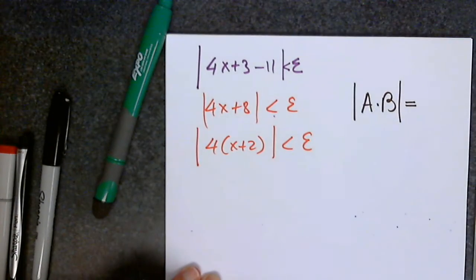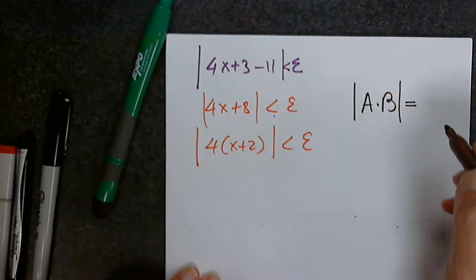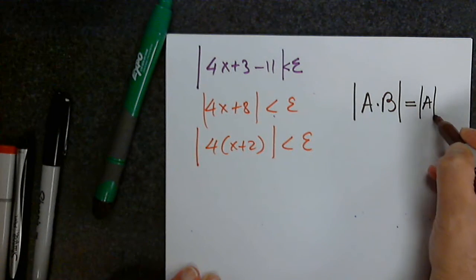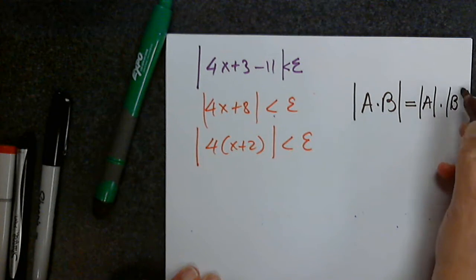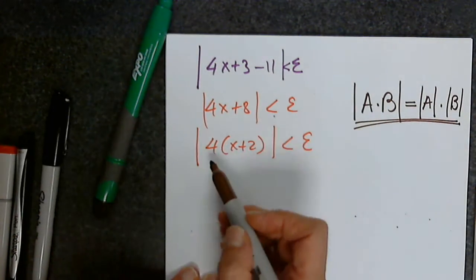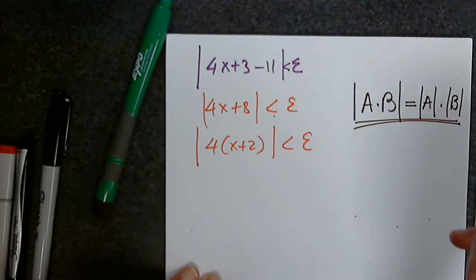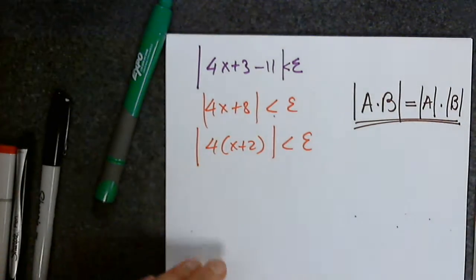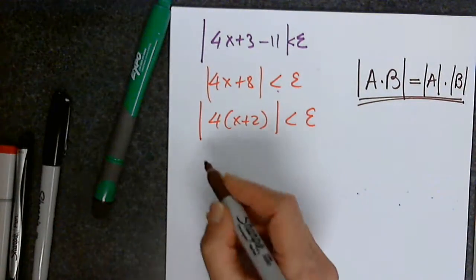The absolute value of a product, what does that equal to? The absolute value of A times the absolute value of B. And I have to write this. I cannot jump. I cannot factor out of the absolute value. I have to use this property. So what would be the next step?